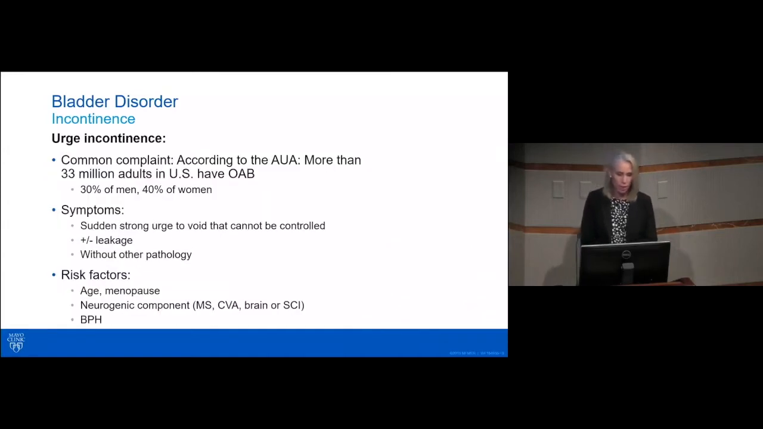Urge incontinence is common. It affects more than 33 million adults in the United States. The symptoms include strong urge to void that cannot be controlled. This can be with or without leakage. Usually there's no other pathology. Risk factors: age, menopause. There could be a neurogenic component, history of MS, stroke, brain issues, and BPH.